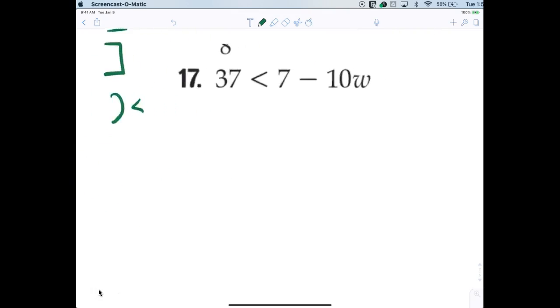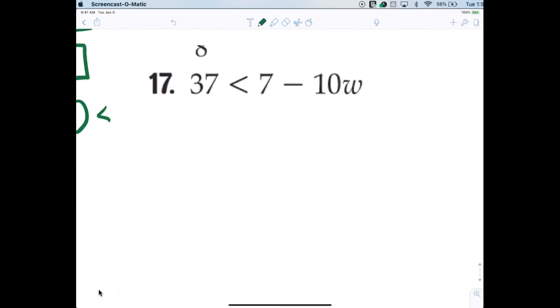Let's get to work. Now, on 37, does everybody agree it'd be easier for me to throw the 10 over to the other side because it'll make it positive? Yeah. Then I don't have to worry about changing the sign. Everybody okay with that? So I'm moving that over. That becomes positive 10W is less than. Come on now. 10W is less than what? Someone help me. Negative what? 30. Negative 30.